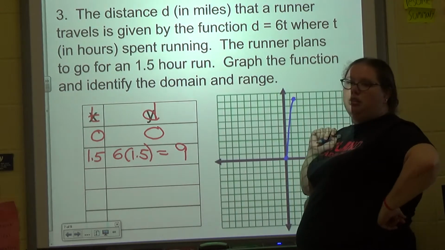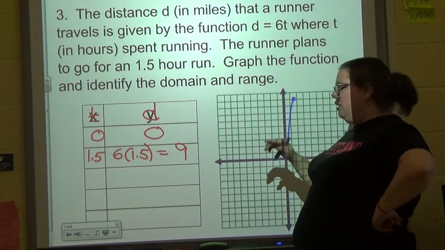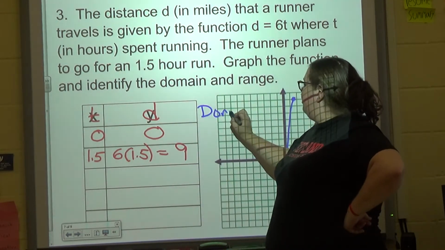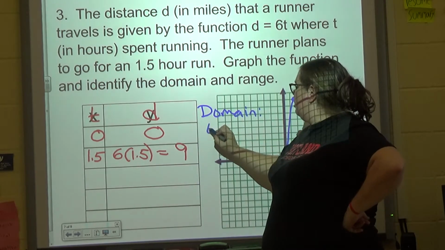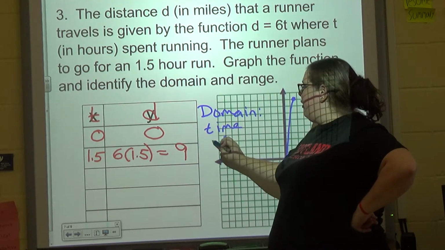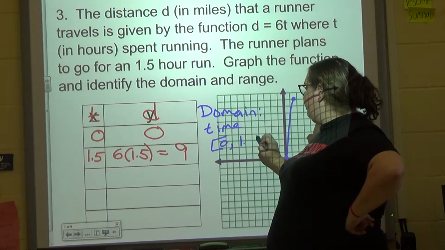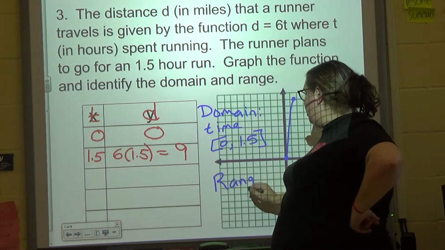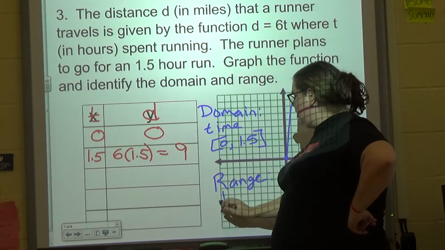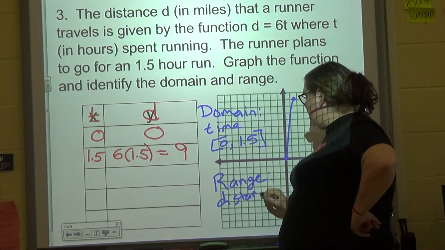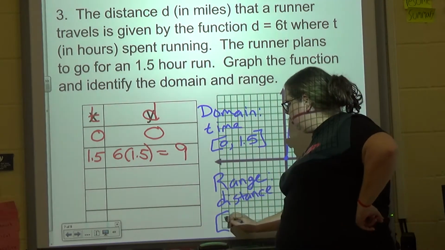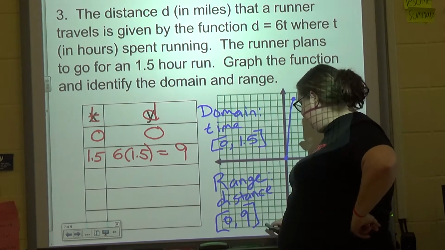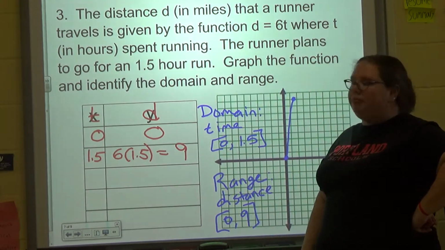Now, the domain, it represents what? The domain is our t. So the domain is your time, and he's going from 0 to 1.5 hours. The range is how far, right? The distance. So how far does he go? Well, he starts at 0, and the farthest he goes is up to 9. That's using the word problem.